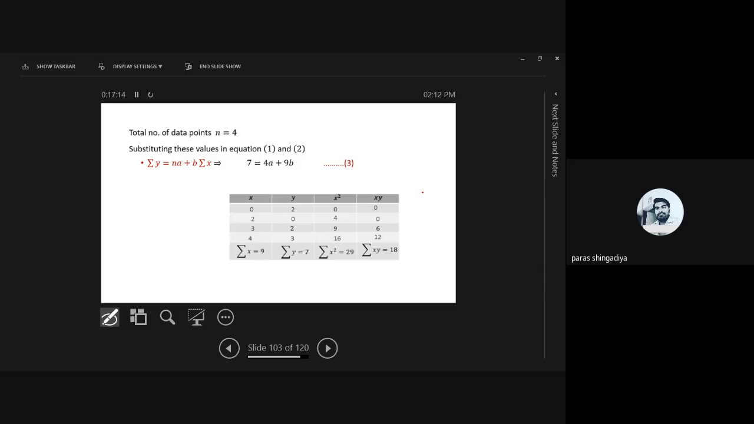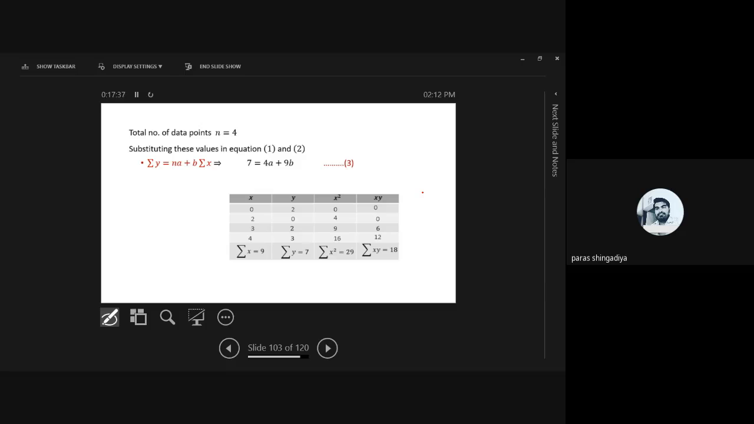So now the first value is n. So how can we define n? Because it is not written anywhere, okay? You have to take n is equal to 4. So how can we check the value of n? How many data points are given? 4 points are given. 4 values of x and y are given, not individually. Points you have to consider.